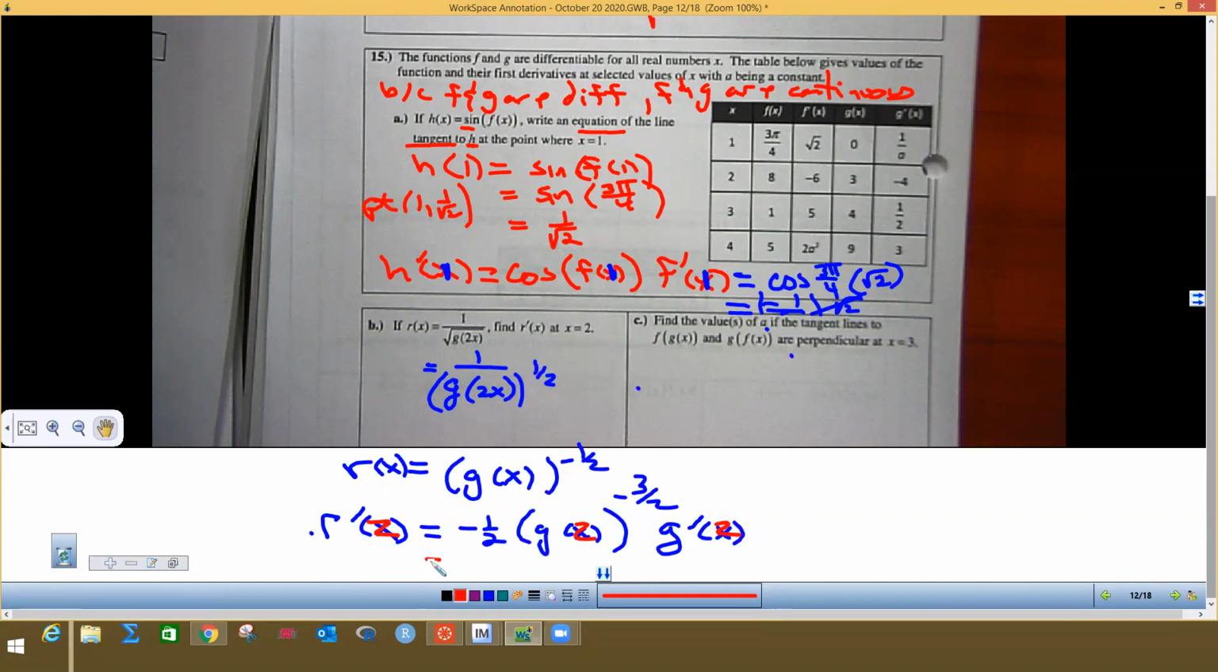So when I go up to my chart, I still have this negative a half, and I want g of 2. Well, g is right here, 2 is there, that's a value of 3, so this is going to be a 3 here. G prime of 2, there's g prime, go over here to 2, it's negative 4, so I'm going to stick negative 4 in here. So I would first say negative times negative is positive. This 4 and this 2 reduce this 4 to 2, so this will be 6. So that would be the answer for part B.